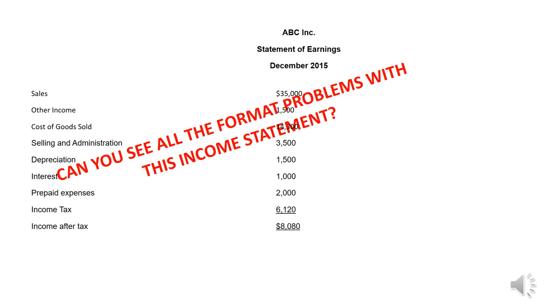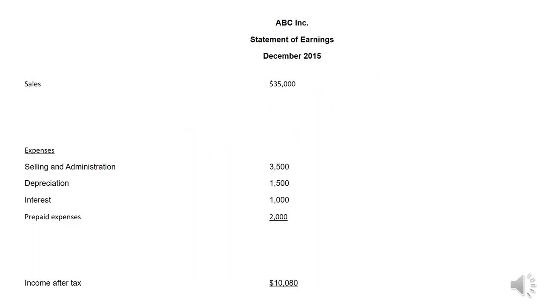Now, if we look at the income statement here, can you see any problems with this one? Usually with the income statement there's not as much detail and there are fewer formatting issues, so it's a little easier to present. But we still have some problems with this income statement. So let's take a look. So number one, the date's wrong. Income statements are for a period of time.